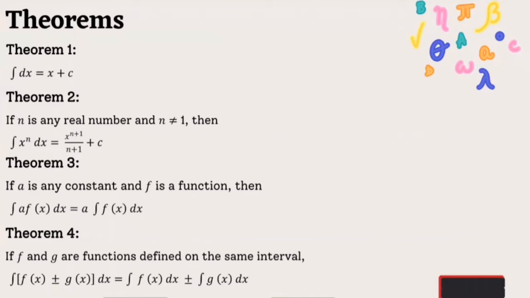And then next is theorem 3. If a is any constant and f is a function, then the integral of a times f of x is equal to a times the integral of f of x. And the last theorem is theorem 4. If f and g are functions defined on the same interval, then the integral of the sum of the two functions is equal to the integral of the first function plus the integral of the second function.